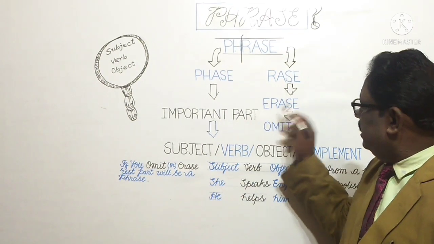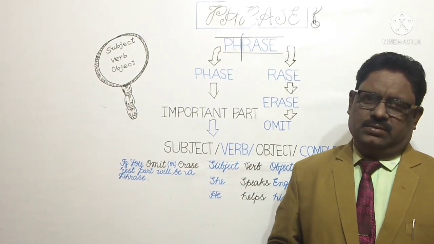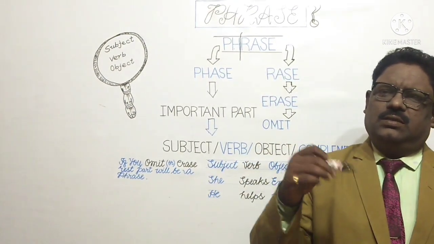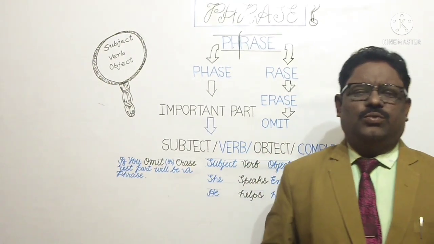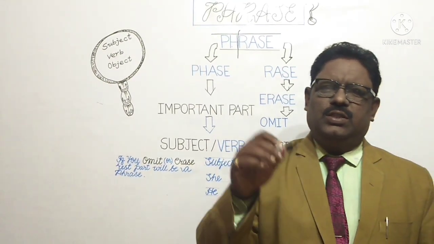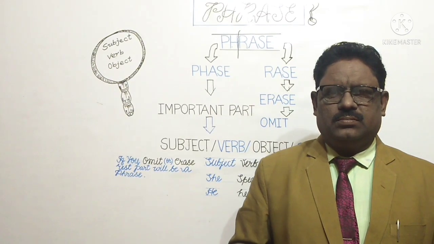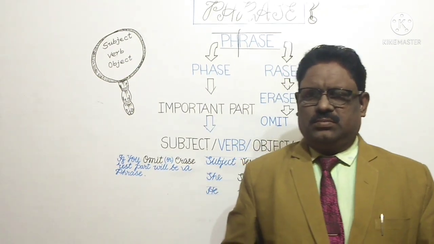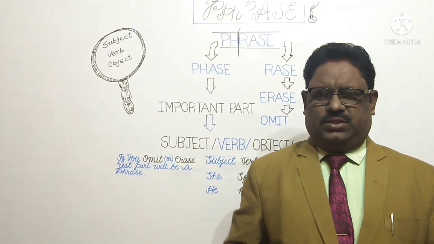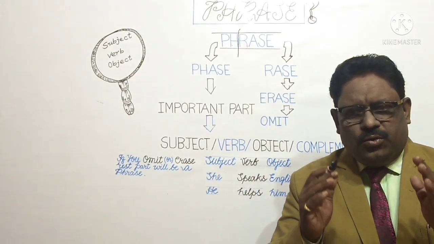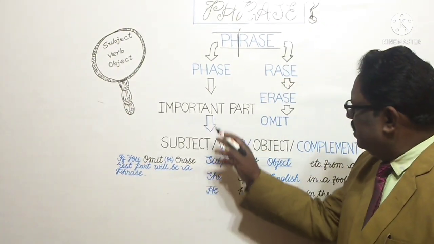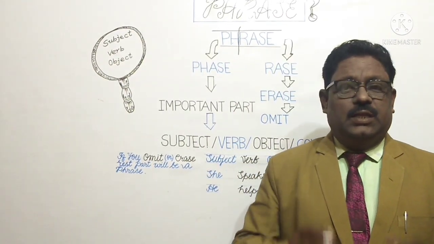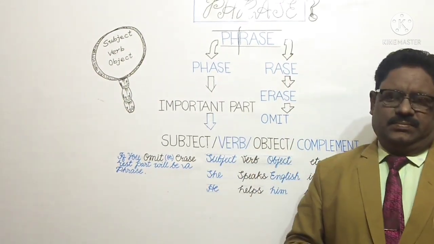Rage means erase, omit. A student erases the written work with a pencil and eraser, omit. Phase means important part. Whose important part? Important part of a sentence.